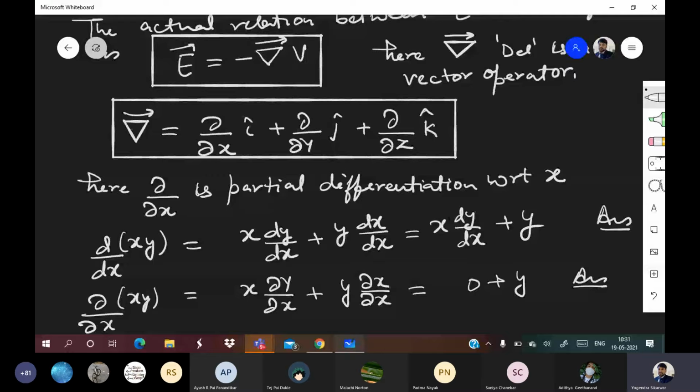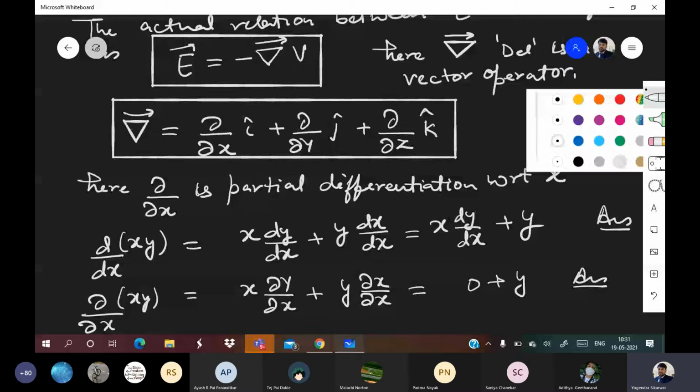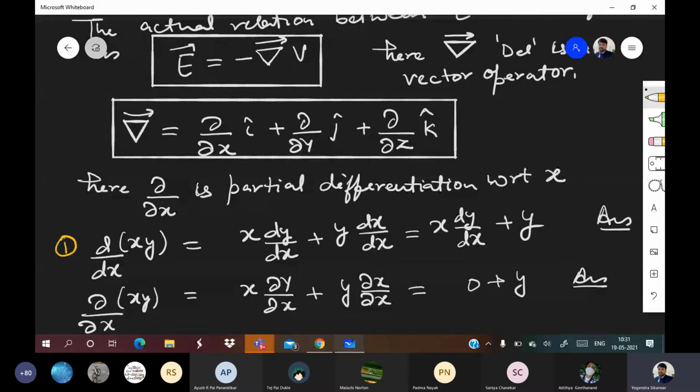Okay. Everyone, please pay attention. We have done two things, number one and number two. In first case, when we are differentiating xy with respect to x.